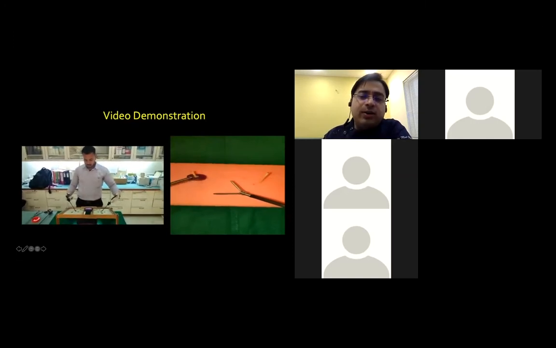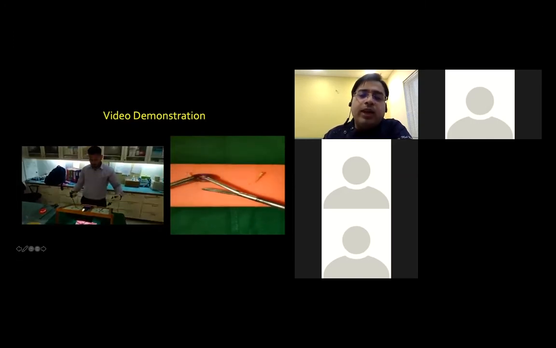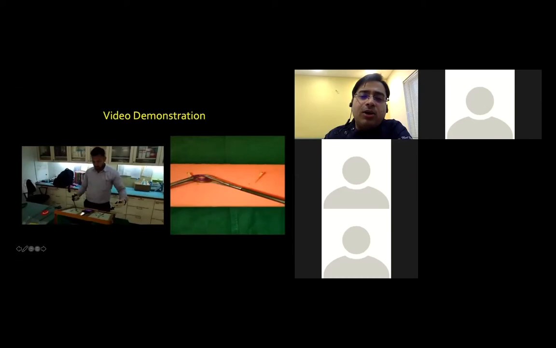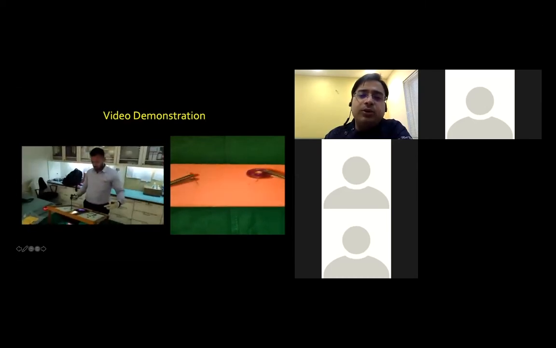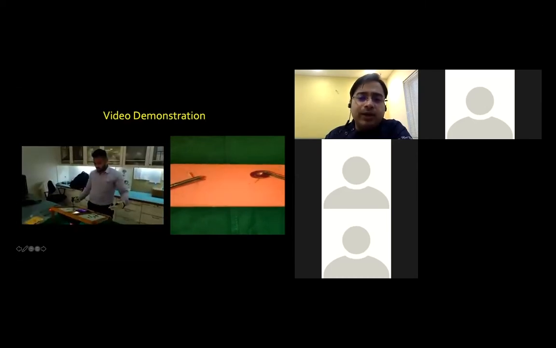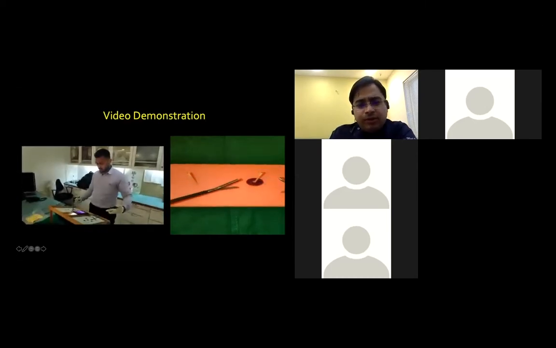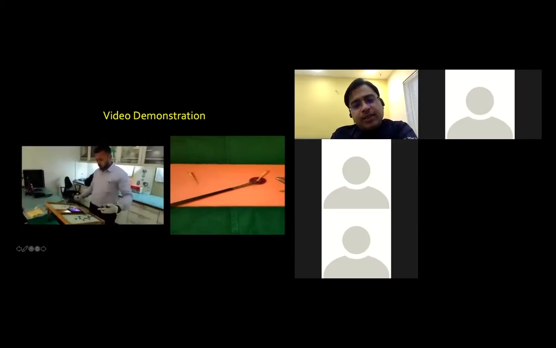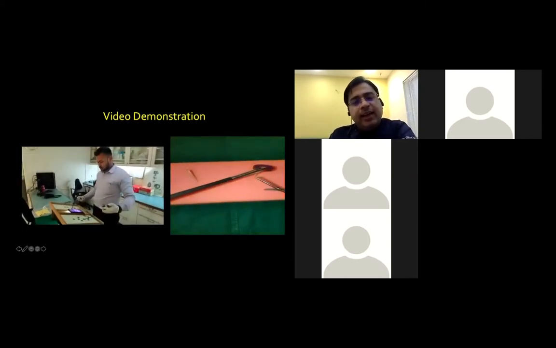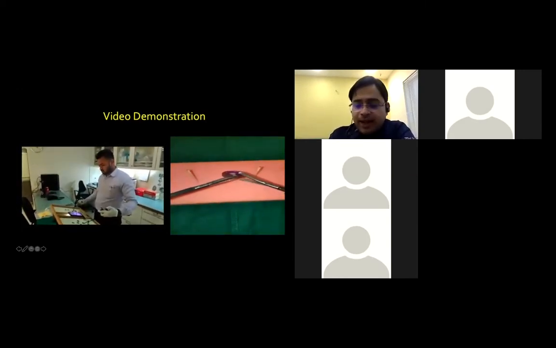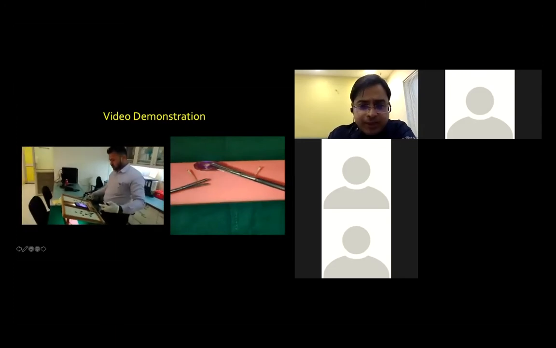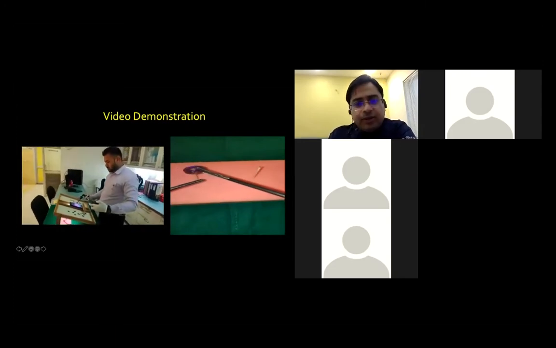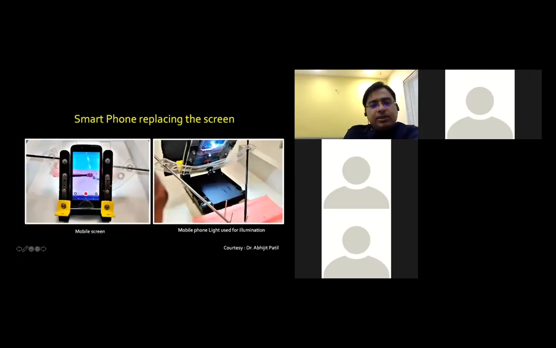This office endo trainer will help you enable all the training tasks that you could do with a commercially available endo trainer. You may find it bulky. This was the design that we had tried to make about 3 years back. But we have a new design, courtesy Dr. Abhijit Patil, who's a fellow in our department.